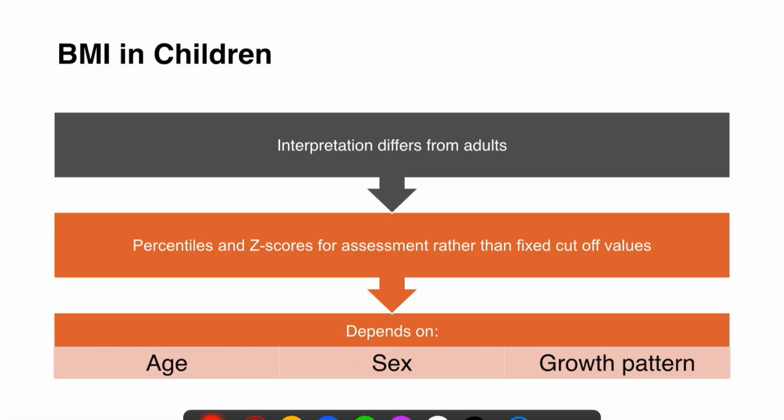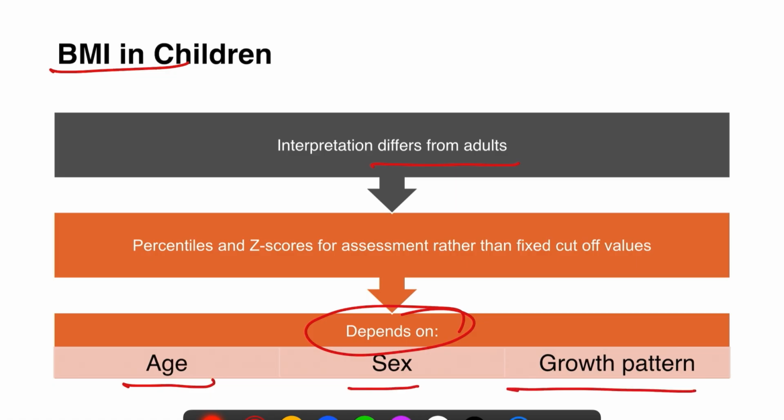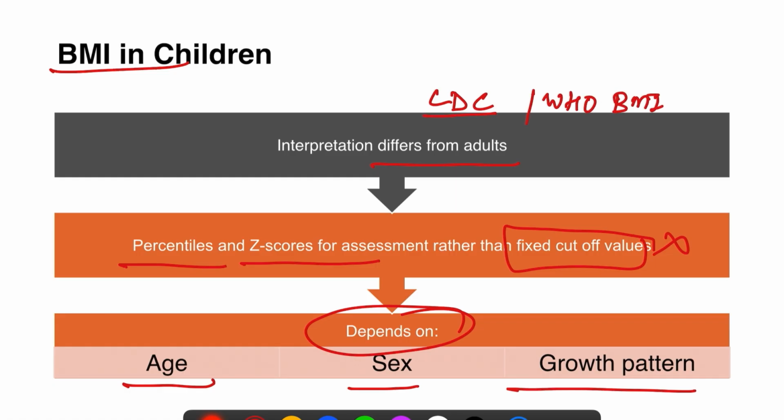As we have seen in the earlier slide, there is a clear cutoff for the classification of undernutrition, overnutrition or normal BMI. But the interpretation of BMI in children differs from adults as their BMI depends upon their age, gender and growth pattern. Therefore, rather than fixed cutoff values, we use percentiles and Z-scores for the assessment. So, we have CDC BMI charts and WHO BMI charts for their assessment.